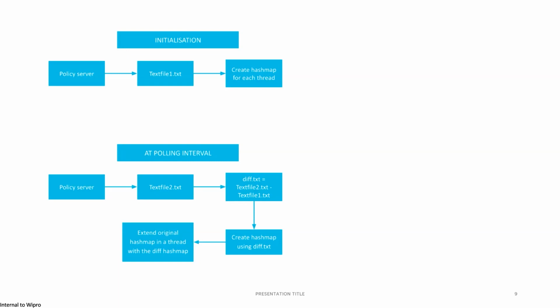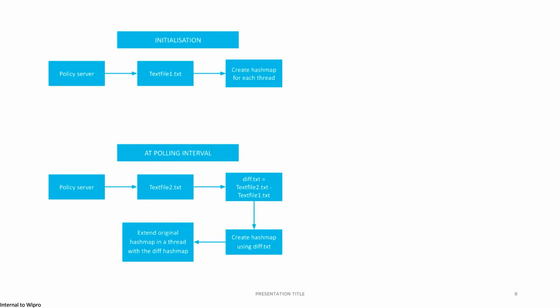Then at the polling interval, we have a new text file coming in from the policy server. We take a difference of these text files, let's say using a command line tool like diff. Using that, we can see what the differences are, the additions and whatever changes there are between the new and the old file. These changes can be put into a small hash map, let's say a 5-6 entry hash map, and we will use a function called append in the hash map to add these new entries to the old hash map. So as it says, extend the original hash map in a thread with the diff hash map.